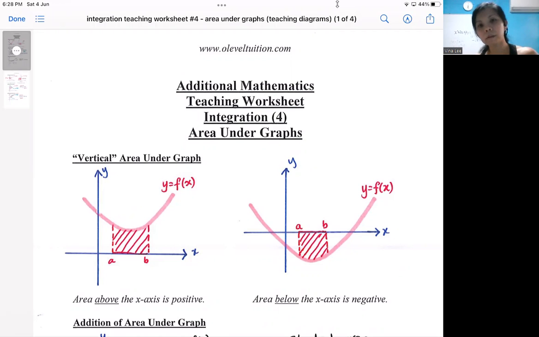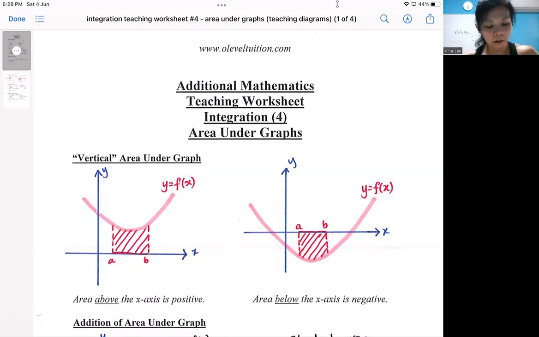Okay, so this one is an introduction to area under a graph. Area under a graph is one of the applications of integration, because we are applying our definite integral to the area under a graph. So there's quite a bit of confusion. To set the confusion out of the way, we have to do some definitions.